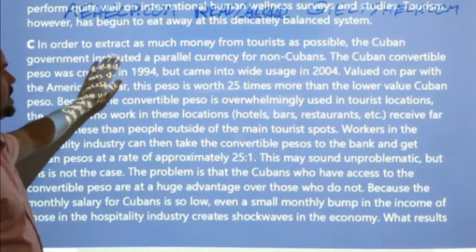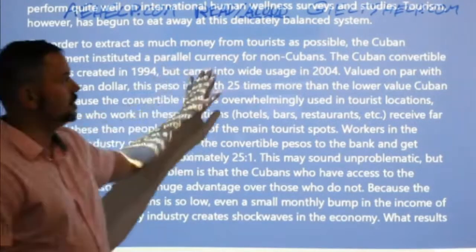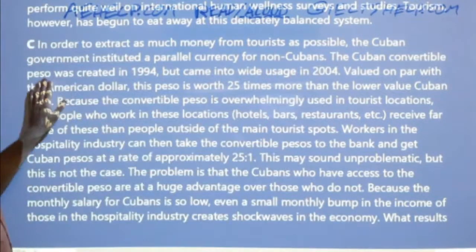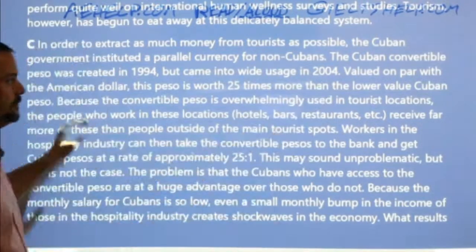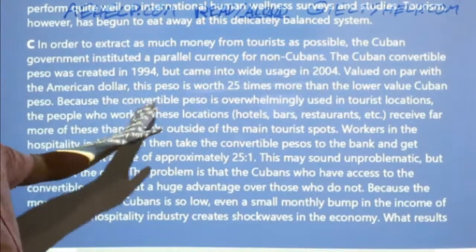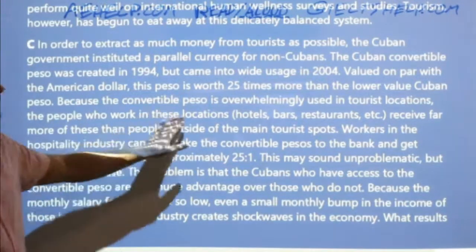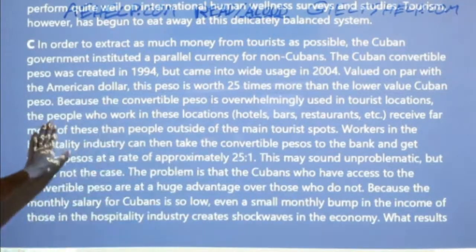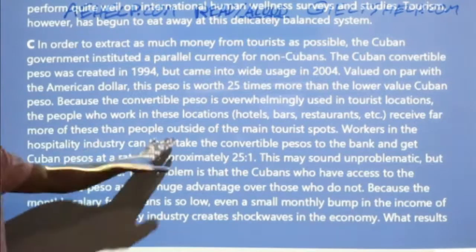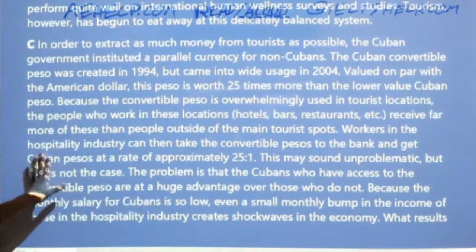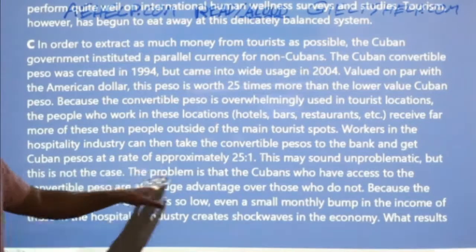So in order to extract as much money from tourists as possible, the Cuban government instituted a parallel currency for non-Cubans. The Cuban convertible peso was created in 1994, but came into wide usage in 2004. Valued on par with the American dollar, this peso is worth 25 times more than the lower value Cuban peso. Because the convertible peso is overwhelmingly used in tourist locations, the people who work in these locations, hotels, bars, restaurants, receive far more of these than people outside of the main tourist spots. Workers in the hospitality industry can then take the convertible peso to the bank and get Cuban pesos at a rate of approximately 25 to 1.